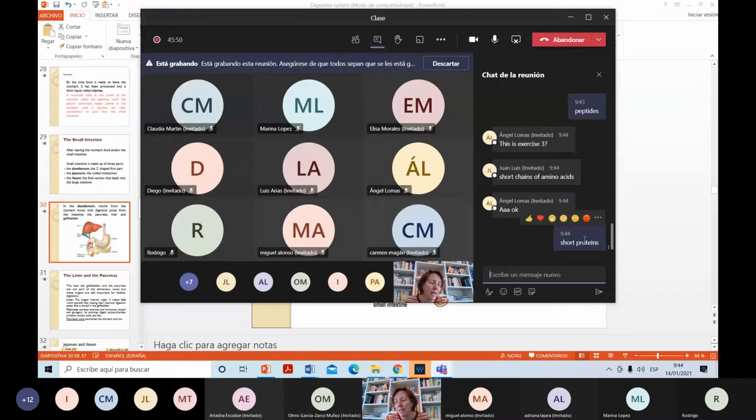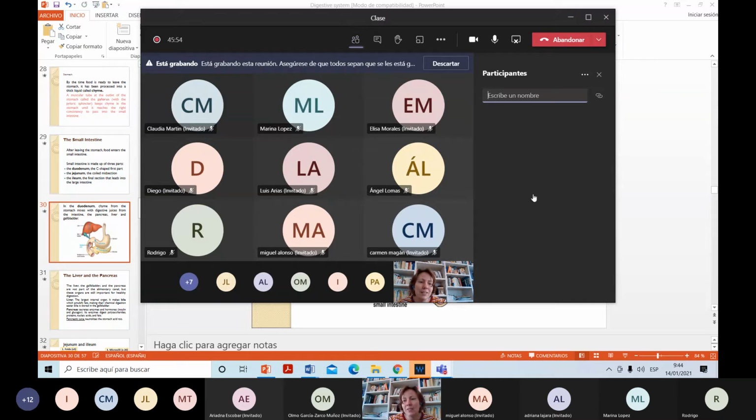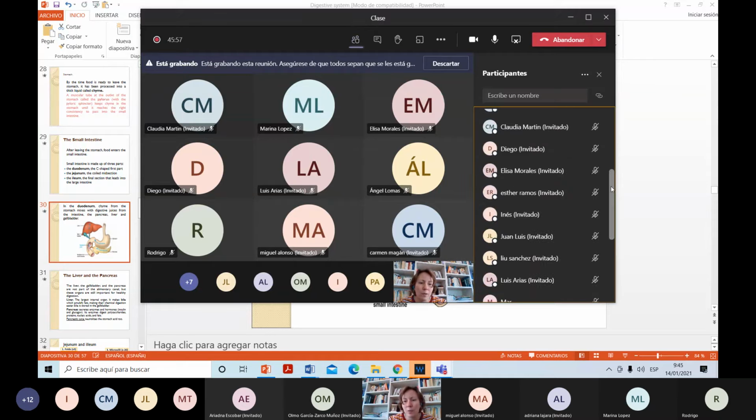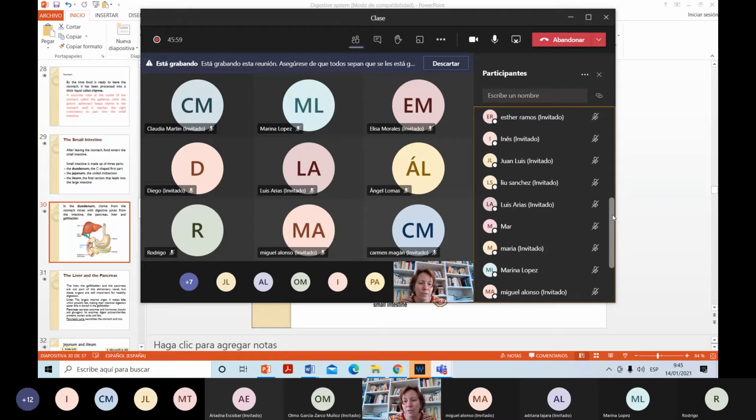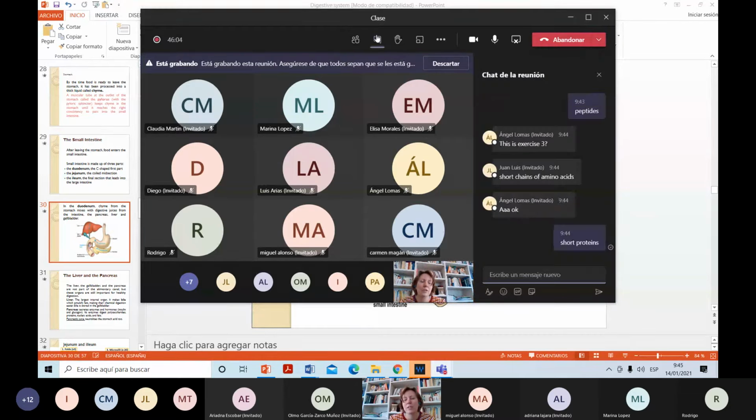Then I've got amylases working again. Amylase is a famous enzyme, one that was also working in your mouth. So Luis, amylase that works in the mouth and also works in the small intestine has an important mission. What is the mission of this amylase? It's not breaking lipids, it's not breaking proteins.